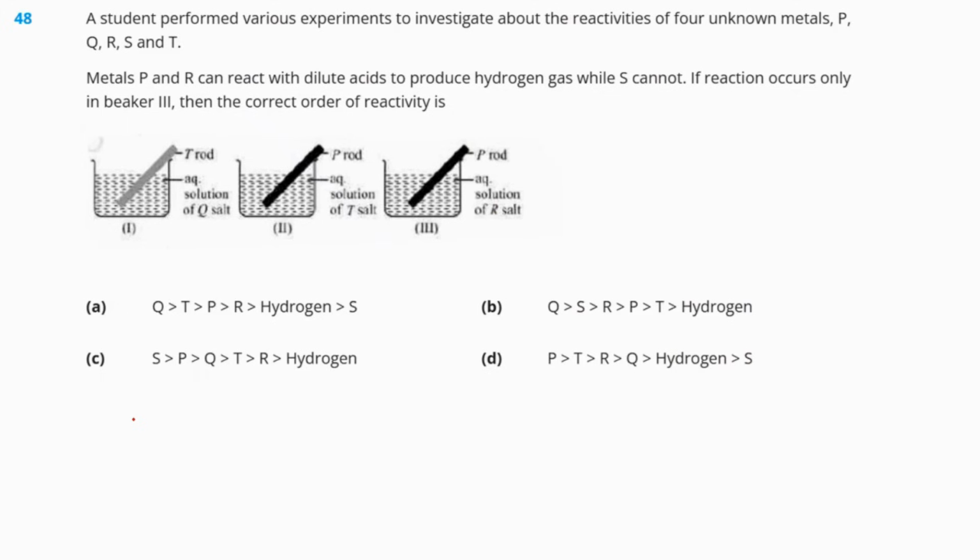Question number 48. A student performed various experiments to investigate the reactivities of 4 unknown metals P, Q, R, S and T. Metal P and R can react with dilute acids to produce hydrogen gas, while S cannot. If reaction occurs only in beaker 3, then the correct order of reactivity is.